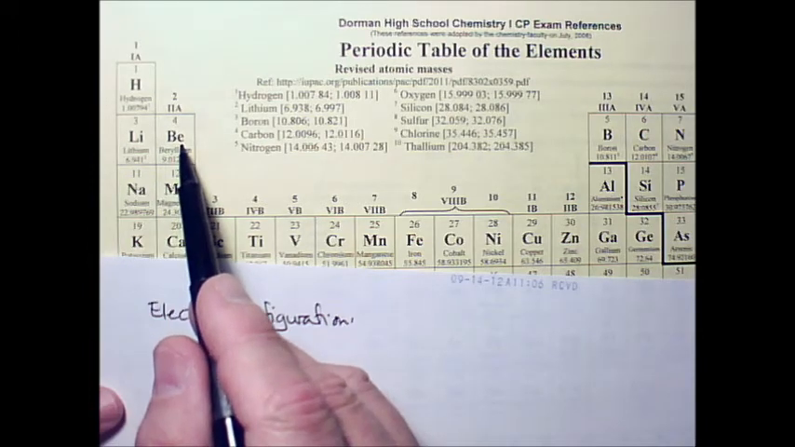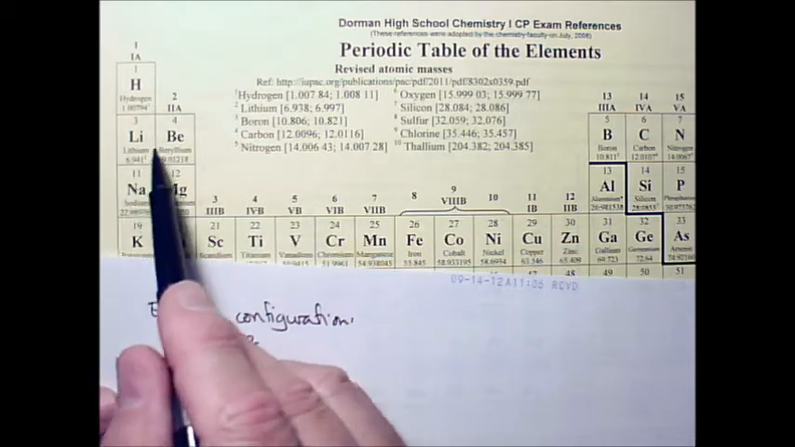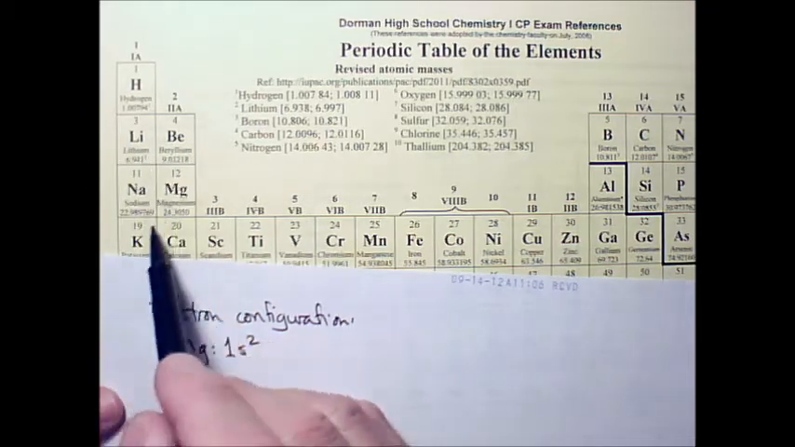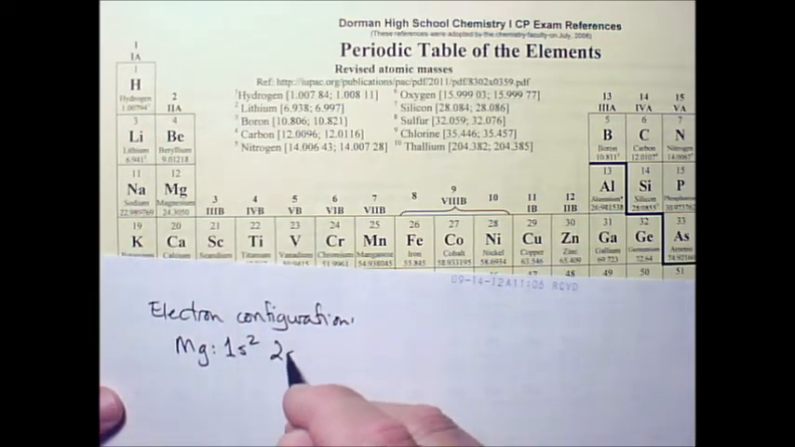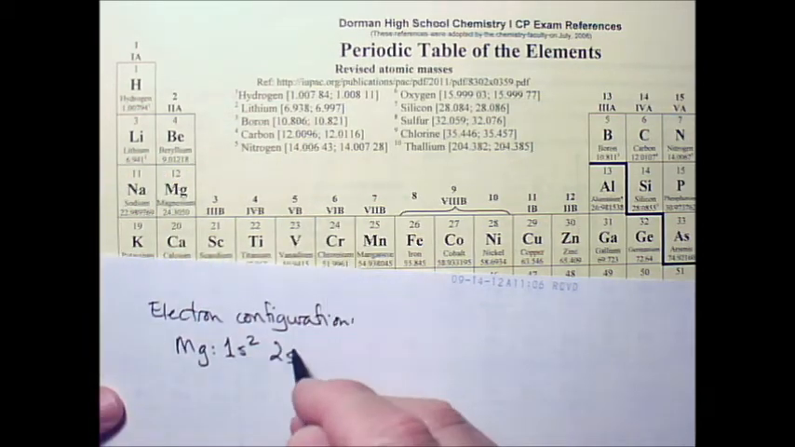Then we got to do 2s. So here's the next row, it starts with 2s. The second row is 2. This is the S sublevel region. So that's 2s. 2 elements in that as we count our way across. So that's 2s2.